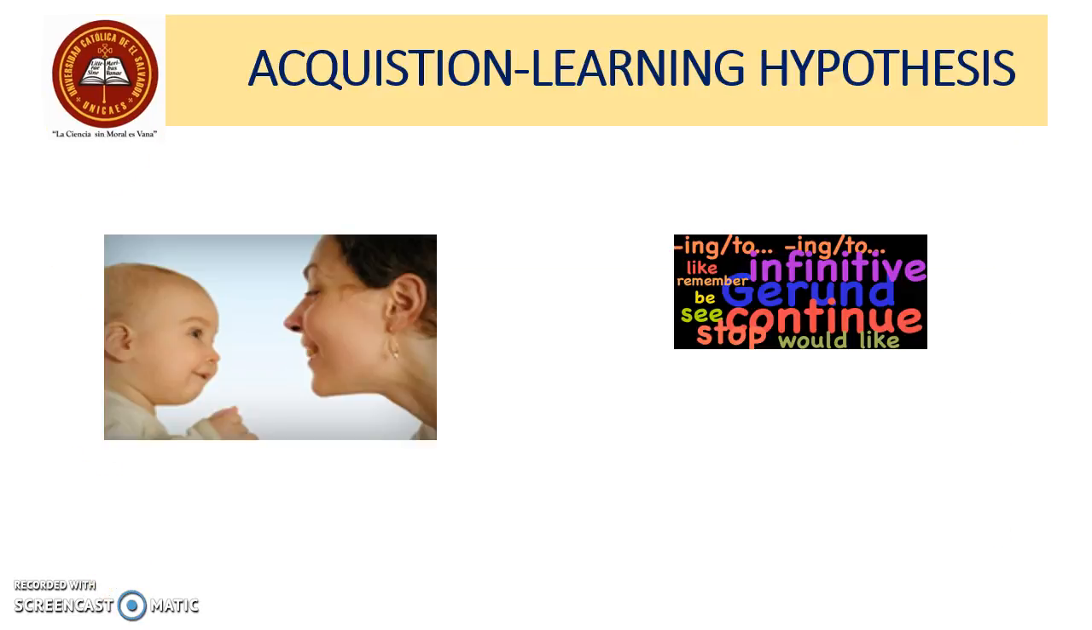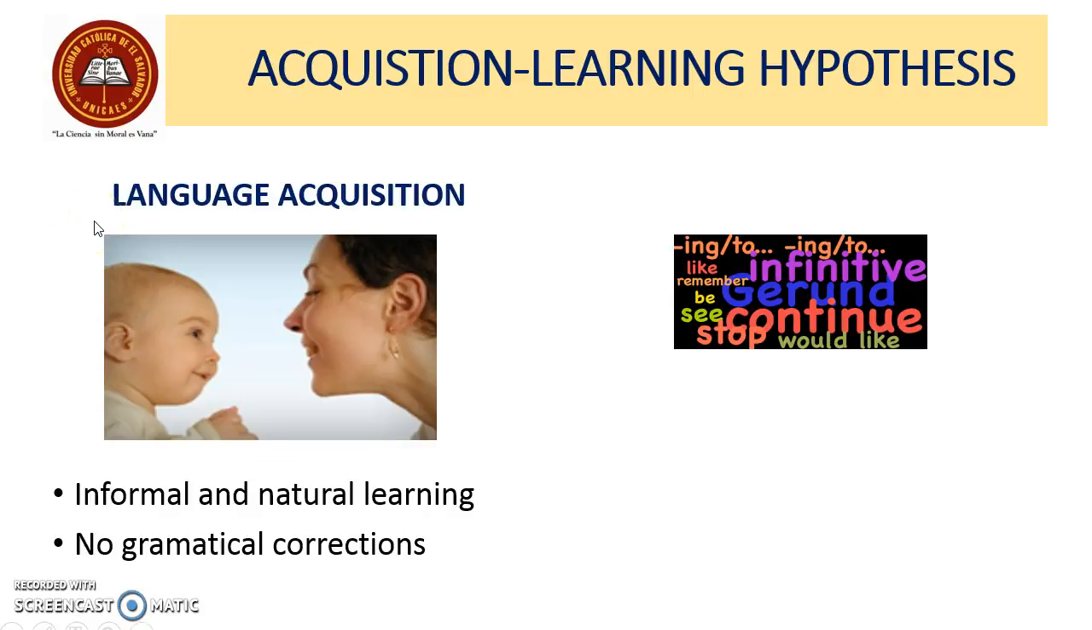The first hypothesis is the acquisition-learning hypothesis. To begin, we need to make a difference between language acquisition and language learning. First, what is language acquisition? Well, as you can see in this picture, you see the mother and the baby trying to set up a conversation. The baby just produces sounds, or as the baby develops speech, the baby will produce some basic words, I mean, survival words. So this is very informal and natural learning.